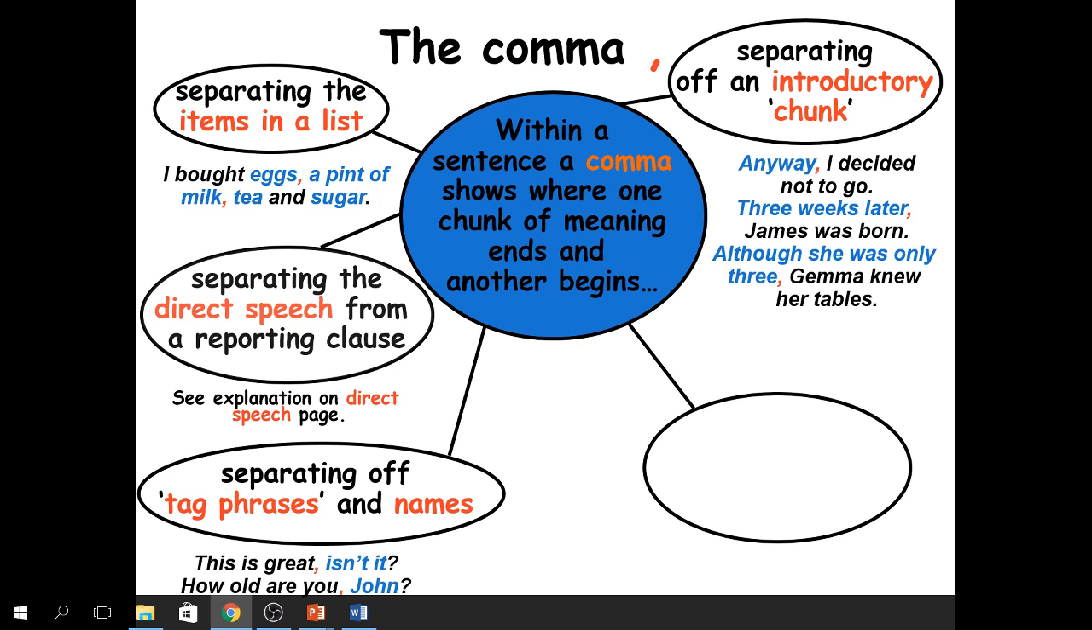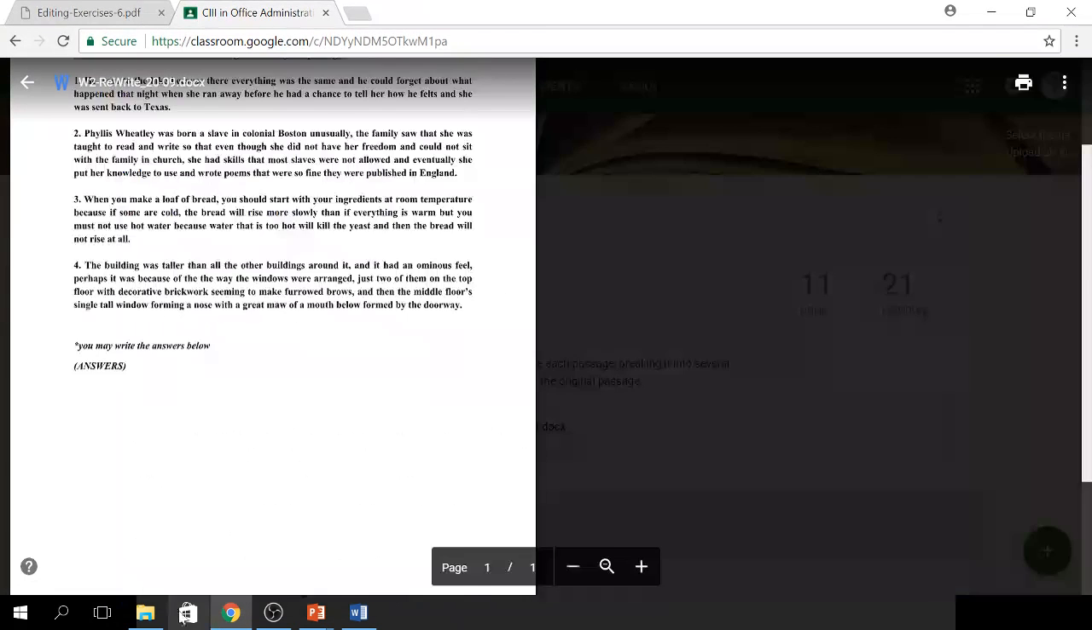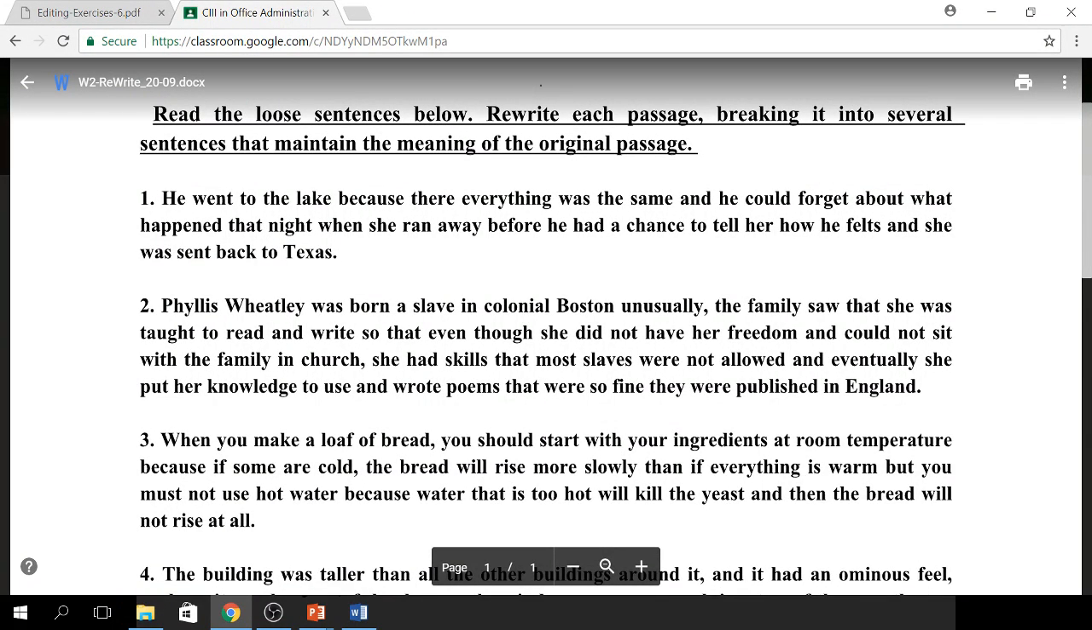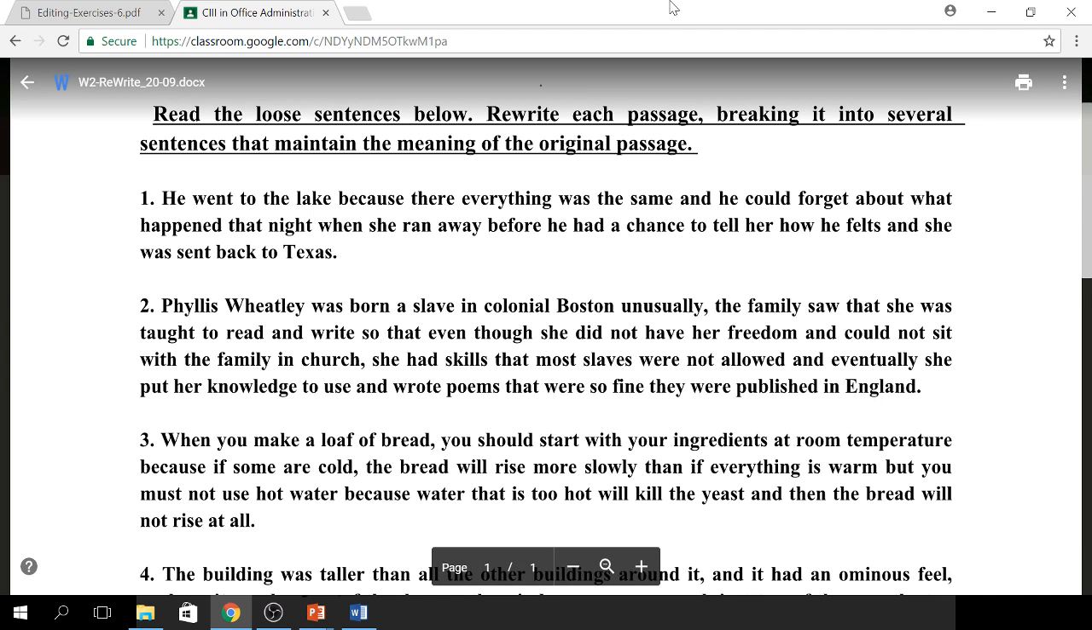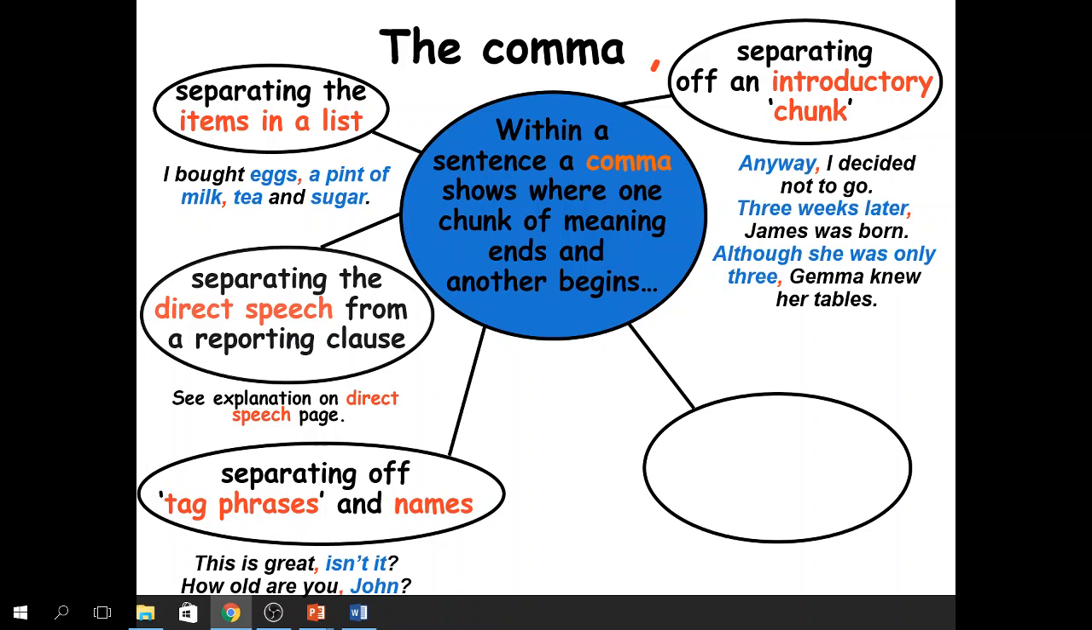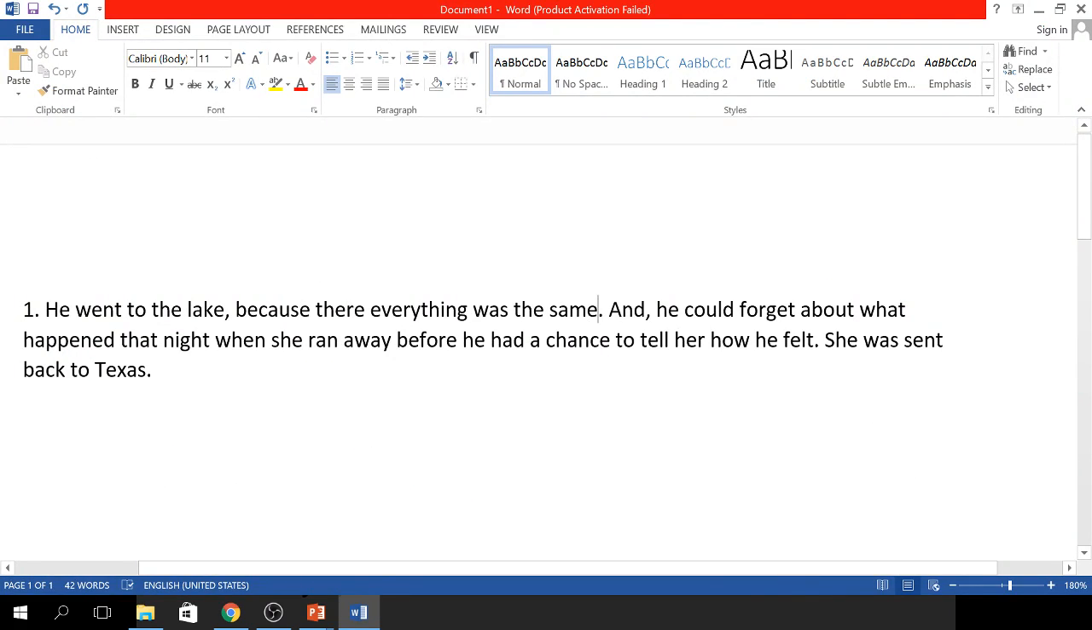Now here in the instruction, what does it say? It says read the loose sentences below, rewrite each passage, breaking it into several sentences that maintain the meaning of the original passage. So what you have to do is break this passage into several sentences, not exchange the words. The words should be exactly as they are. You cannot change the words, the words should be written as they are.